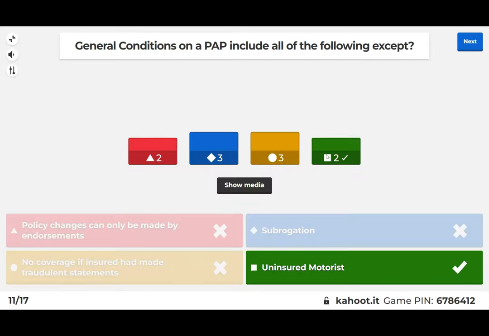Uninsured motorist is a coverage, not a rule. What is a rule is that changes can only be made by endorsements. Insurance companies are allowed to subrogate, which means going after the responsible third party, and no coverage if the insured has made fraudulent statements. Those are all true. Those are all rules. Uninsured motorist is not a rule. It's a coverage type. It's not under conditions. This is a weird question, but I've seen it before, so I like to prepare people for it.